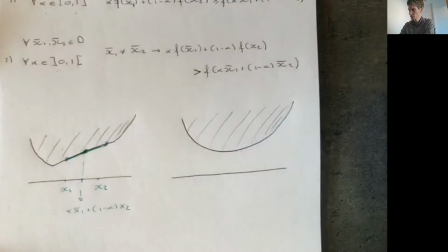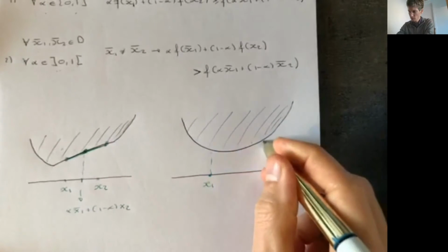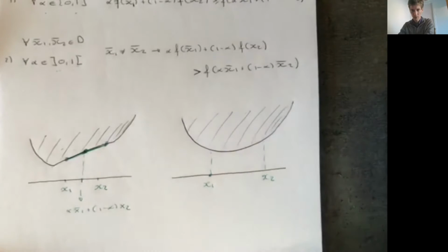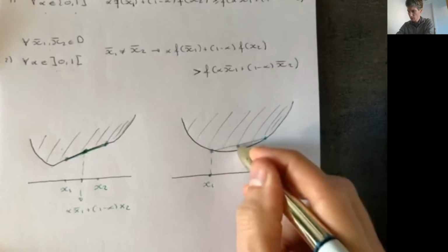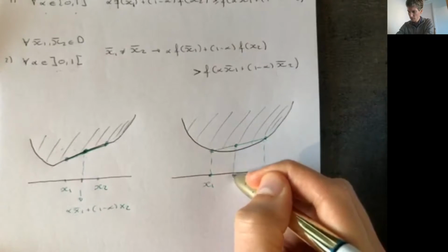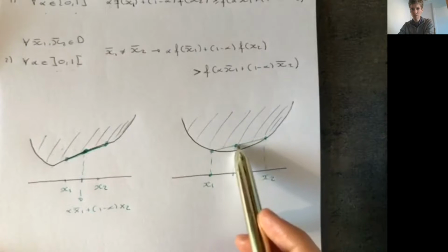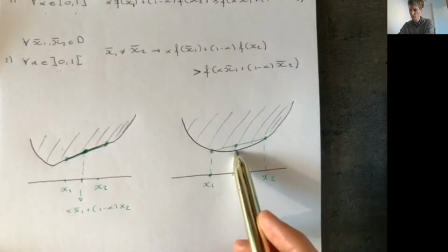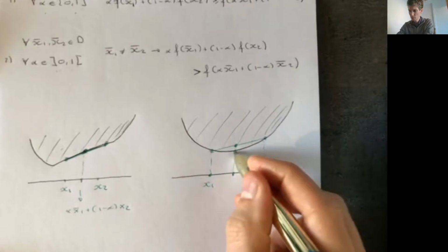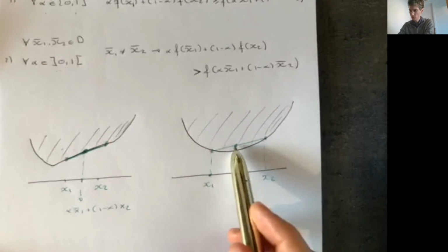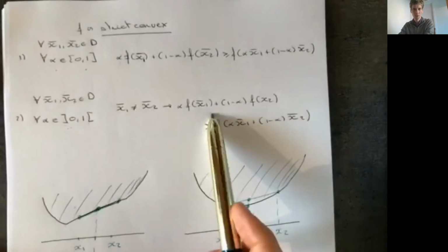So in this case, if we take an x1 and an x2, and take alpha f of x1 plus 1 minus alpha f of x2, we get at this point f of alpha x1 plus 1 minus alpha x2 will be this point. So we see that this point is strictly bigger than this point, so this is strictly convex.